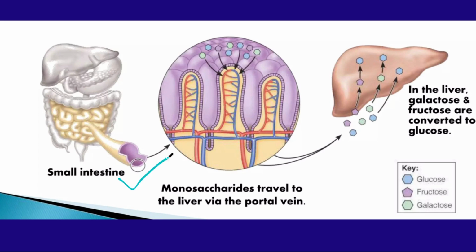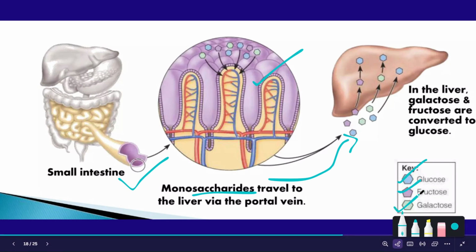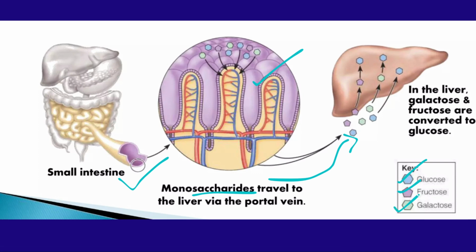As I said, the small intestine contains the villi structures. They will uptake the monosaccharides. These monosaccharides enter into the blood. From the blood they will reach the liver. Here we have glucose, fructose and galactose. They will mix with the blood and reach the liver. In the liver, the galactose and fructose are converted into glucose. Don't get confused.